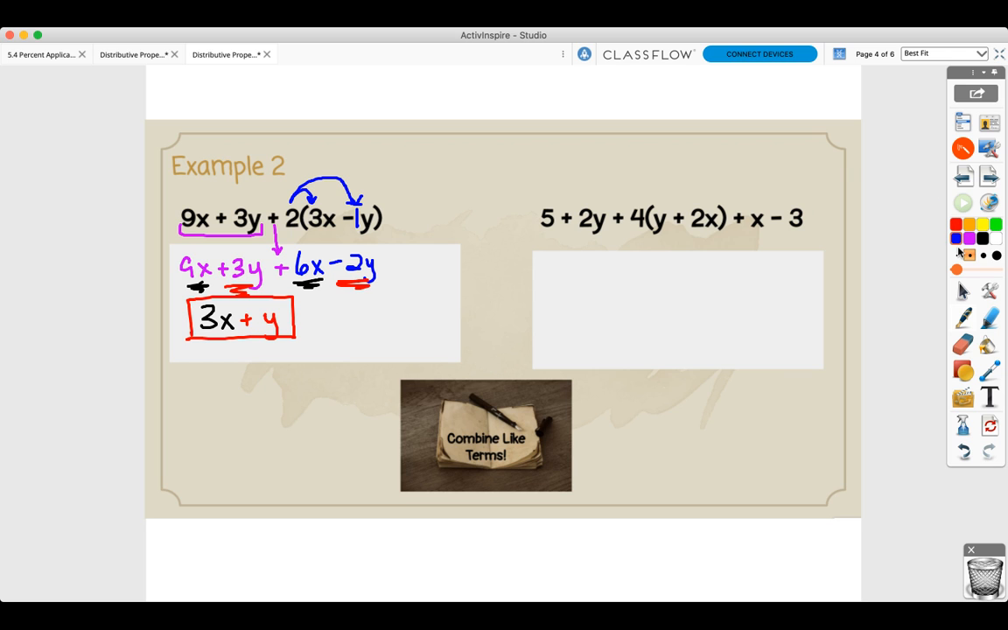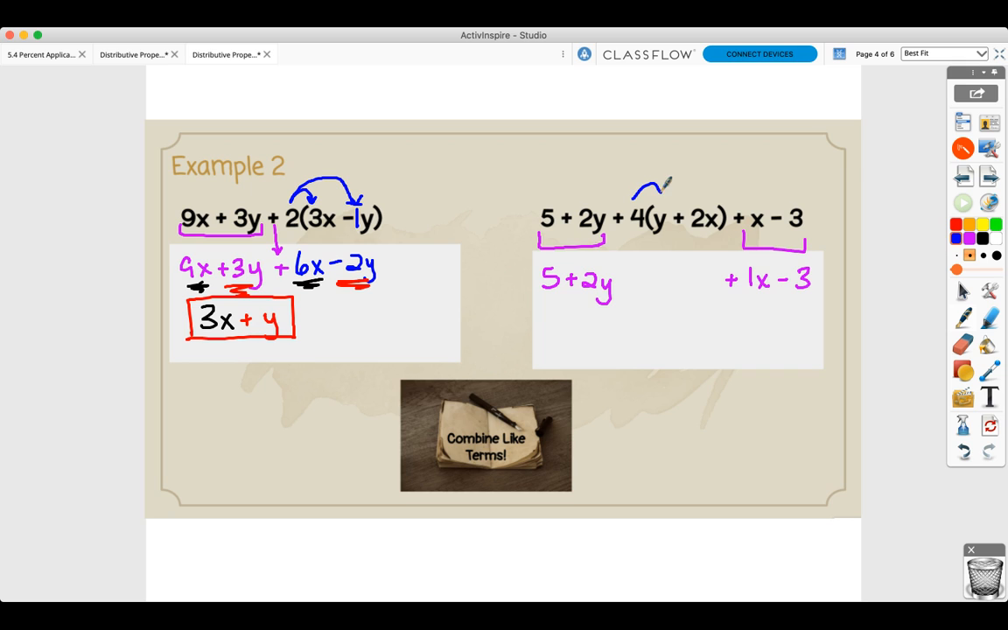Now there's a lot more going on in this problem. So I'm actually going to start by rewriting first. You've got to rewrite this part of it, and you've got to rewrite this part of it. So I'm just going to go ahead and do 5 plus 2y. Leave some space here. Plus, and you guys can type it as you go along, plus 1x minus 3.